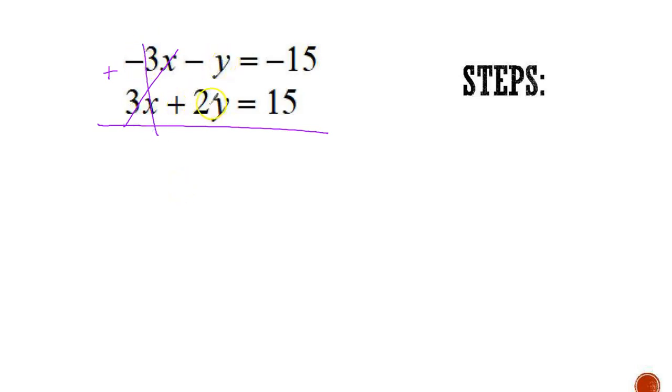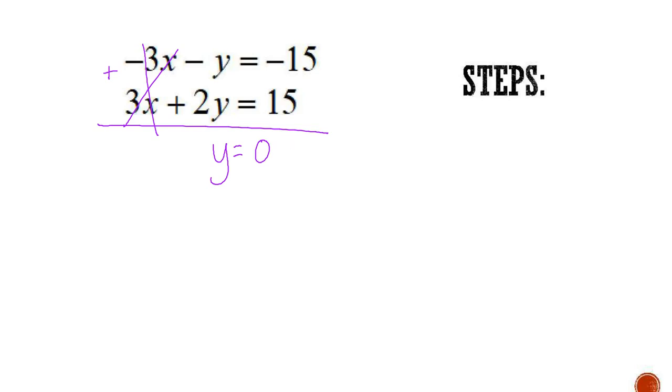Negative 1y plus 2y is a positive 1y, or just y. Equals, and then negative 15 plus 15 is 0. So a lot of kids there will be like, oh, it's no solution. No, it's just 0. 0 is a perfectly fine answer. Perfect. So now I have y. I have to go find x.